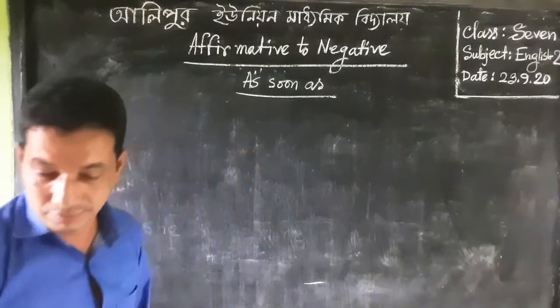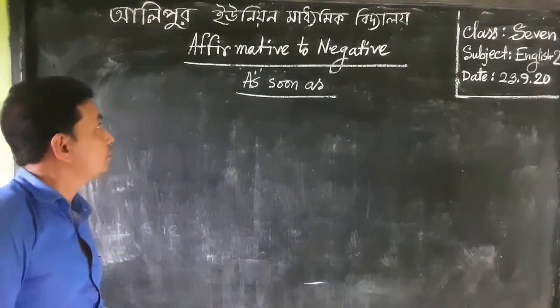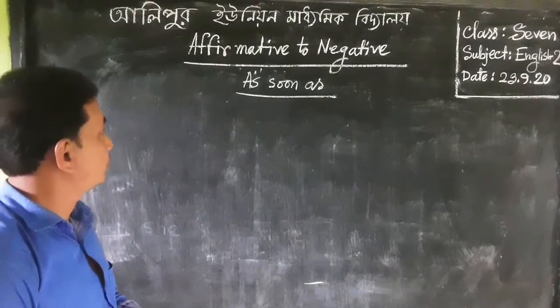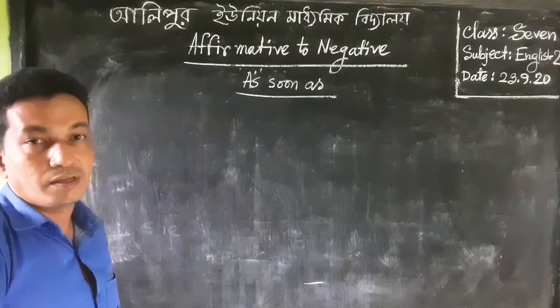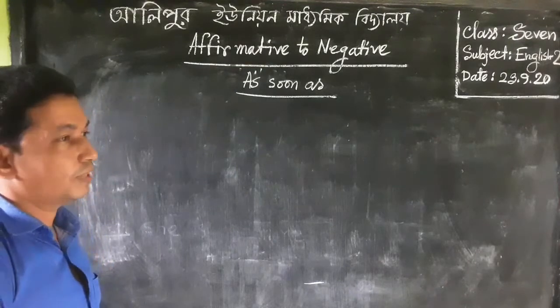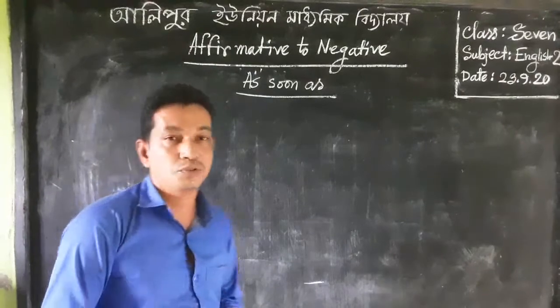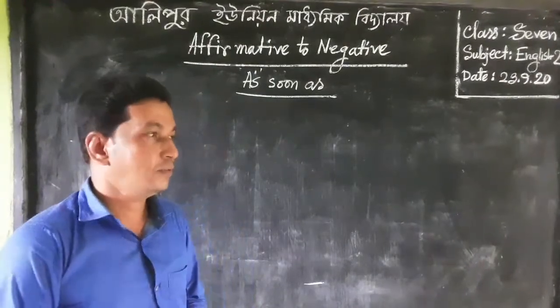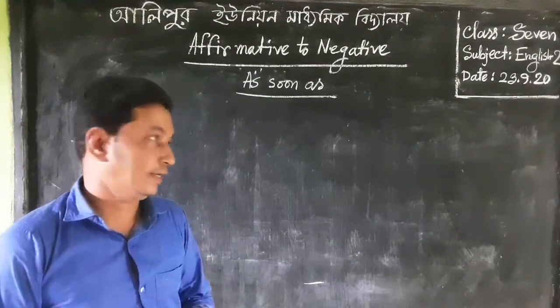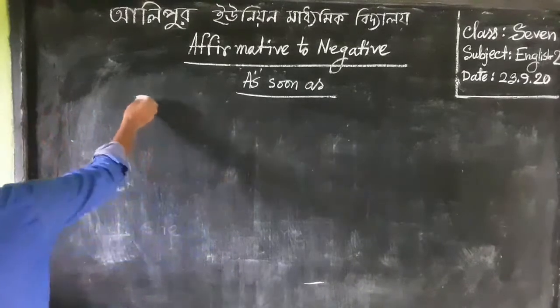As soon as, this is a type of rule of affirmative sentence, and when there is as soon as, we may change as soon as into no sooner had than. Okay, dear learners, now I am giving an example.